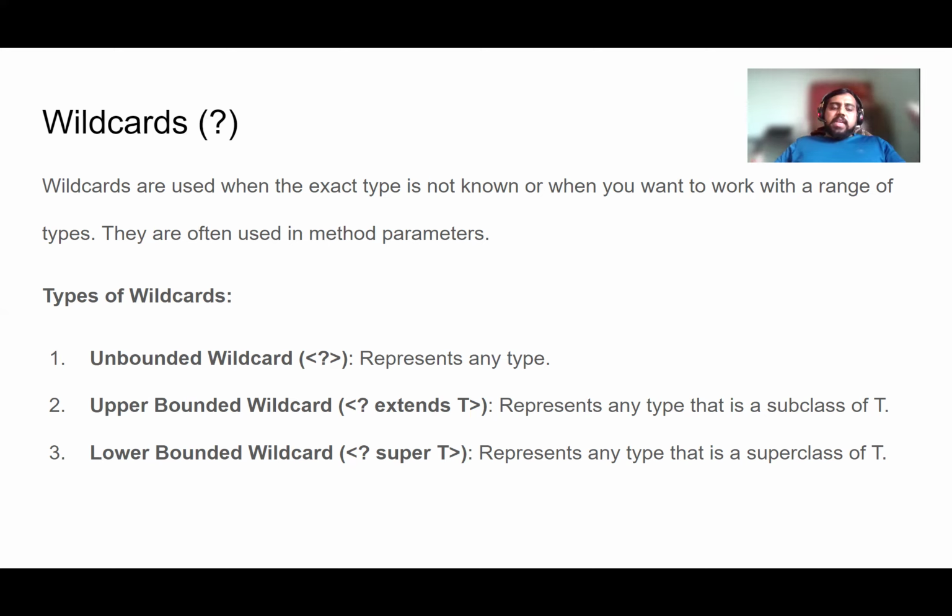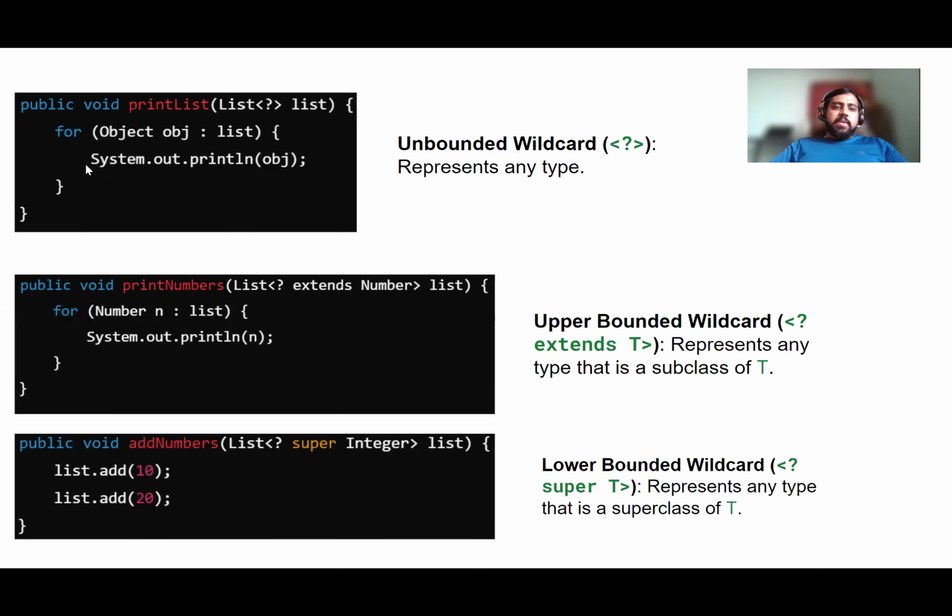The second type is the upper bounded wildcard. If you put question mark extends T, our method will accept a value which is of T type and its subtypes, subclasses. That is what is called an upper bounded wildcard. The lower bounded wildcard, question mark super T, represents any type that is a superclass of T. We are saying our data is of this child type, and it may also be its parent type. Let's see an example.